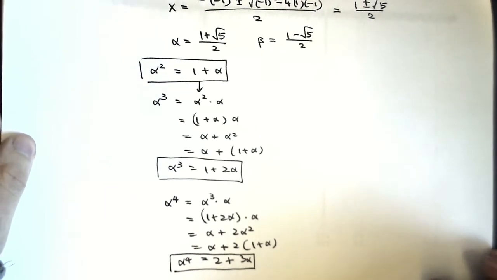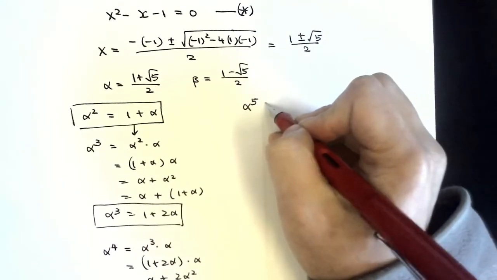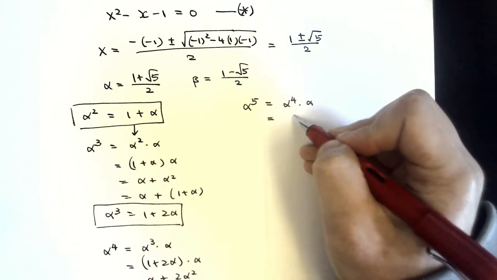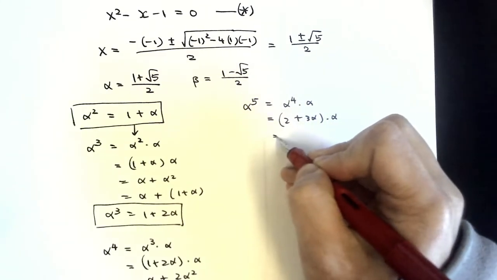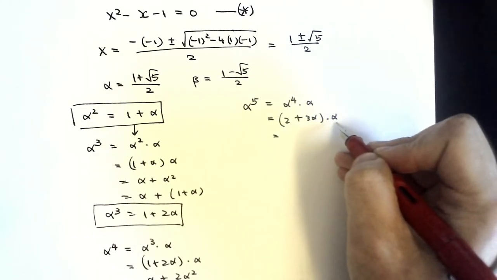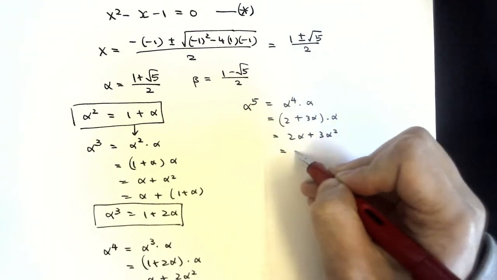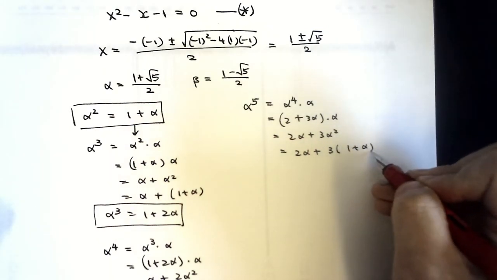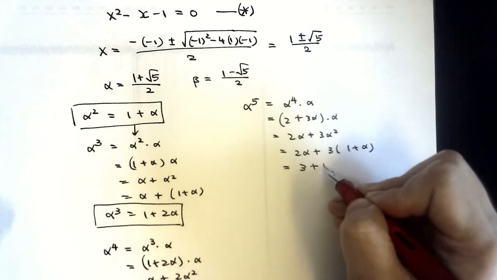Now, we want to do more. How about alpha to the power of 5? The calculation is extremely straightforward, but in a very short period of time, you will know we've got a very nice pattern here. So what we have here is 3 plus 5 alpha.